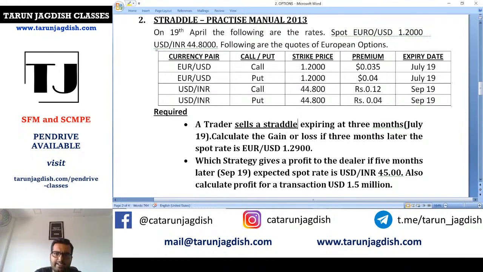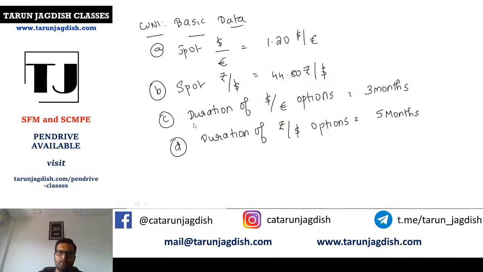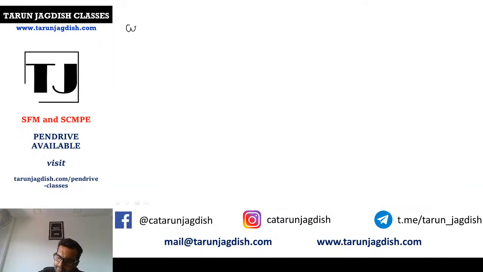If he is selling a straddle, it means sell a call, sell a put. And they have told expiring at the end of how many months? 3 months. So when they say 3 months, it means dollar per euro options or rupee per dollar options? It will be dollar per euro. They are asking you to find out the gain or loss if the spot rate turns out to be 1.29. So I'll write down the next working note.